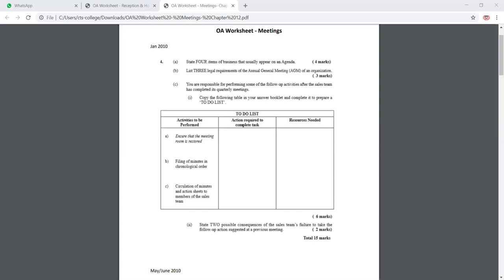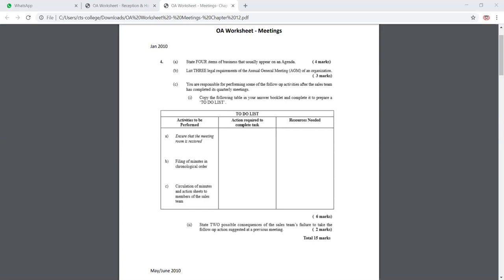Got it? All right. Ensure that the meeting room is restored. Exactly at which point would this happen? Would it happen in activities? Would it happen in the meeting day, during the meeting, or after the meeting? Which one of these answers would be correct there? After the meeting. Very good. So the answer is after the meeting. So ensure that the meeting room is restored. The action there would be what? After the meeting.